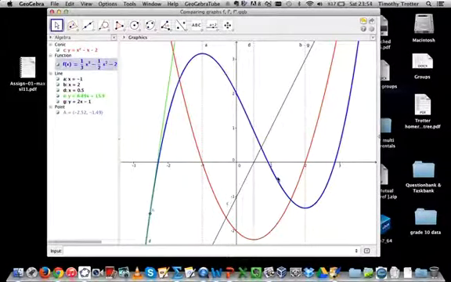Here's the f of x here in blue, and it's a cubic. And the first derivative of this function is here in red, and then the second derivative is this line in black. So I wanted to put them all on one graph so that we can take a look at them and put all these concepts together.